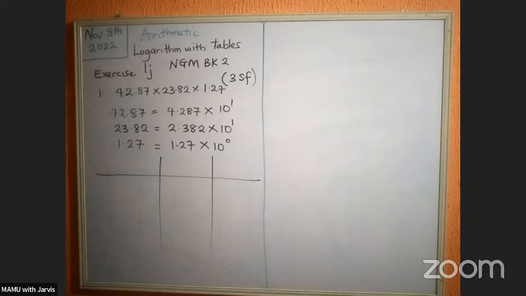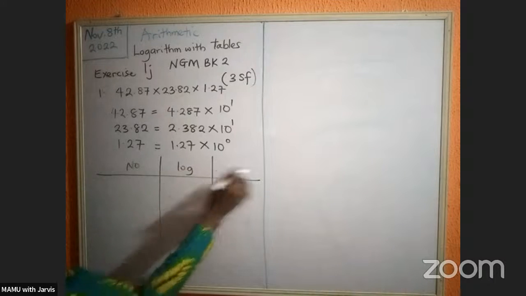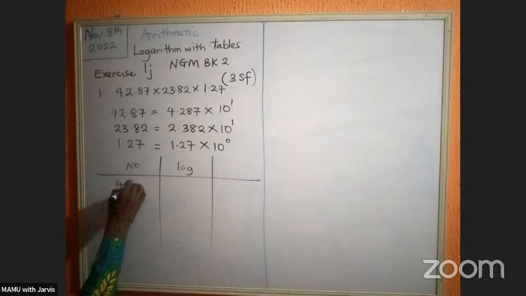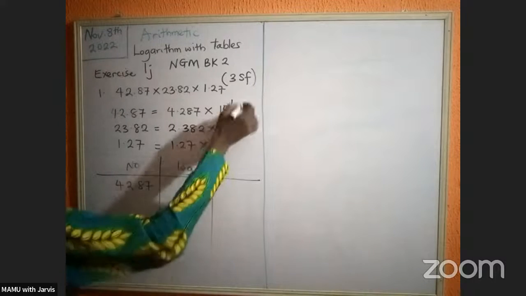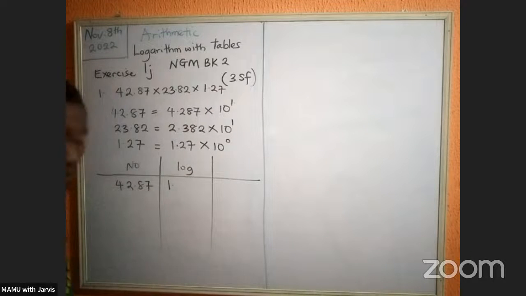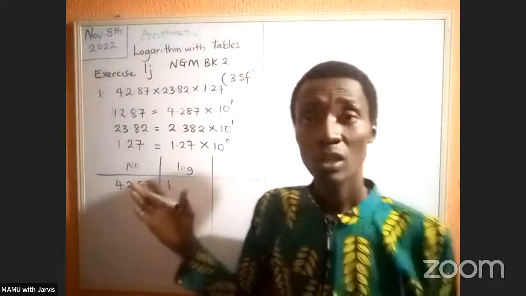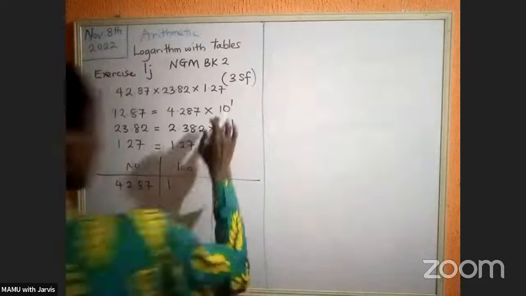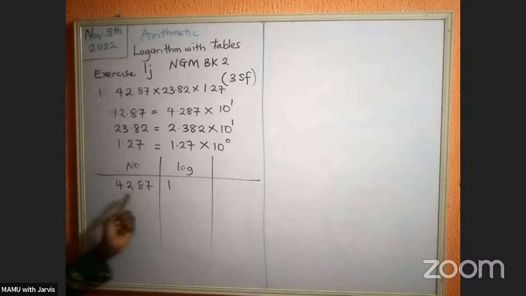The next thing I do is rule out this. I always adopt my 3-column policy, which is number, log, and then I leave this one open to do my calculation. So I'm going to write 42.87. 42.87 means that the characteristic is 1. If you remember your logarithm, you can also check my grade 10 and grade 11 videos on this topic to reinforce learning. Anytime you have 10 to the power of 1, it means the characteristic will be 1.